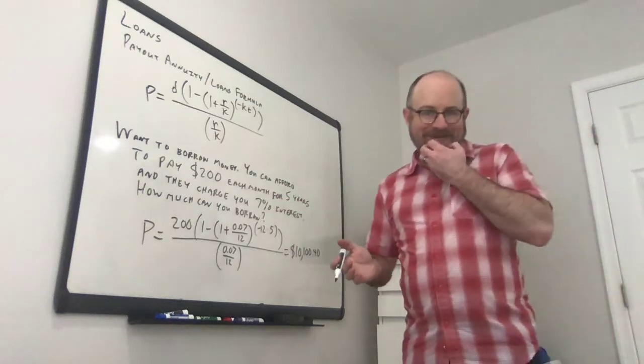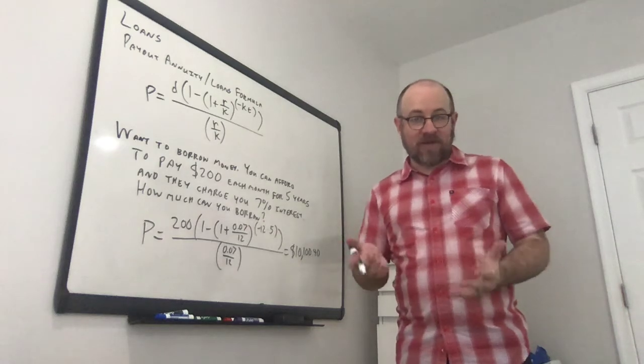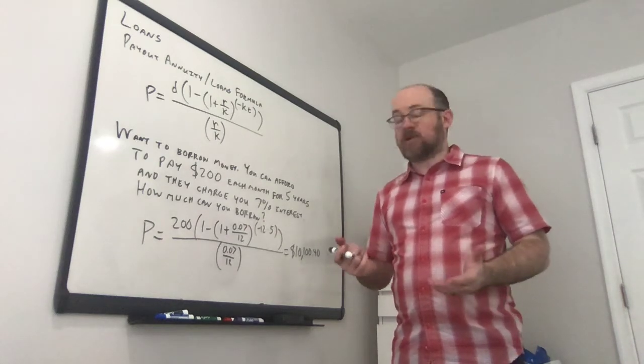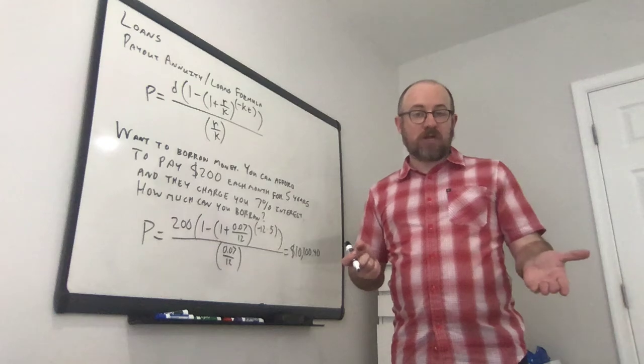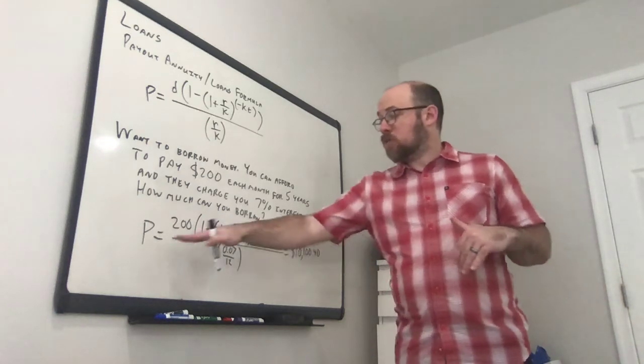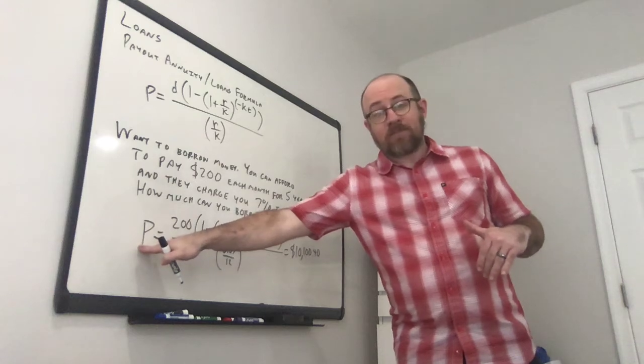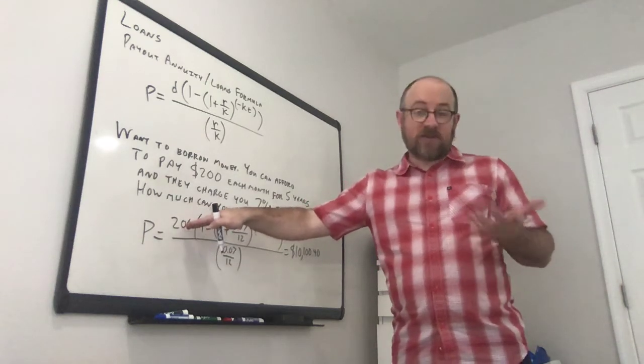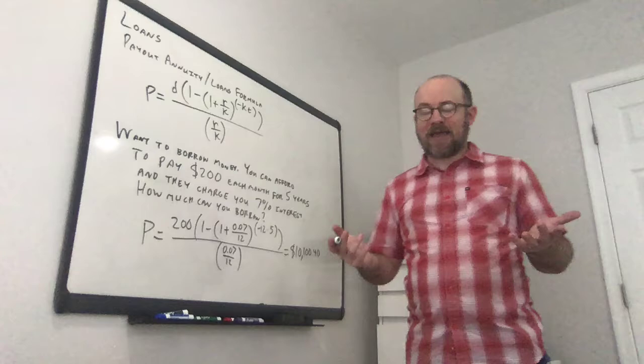Okay? So that's a relatively easy example of how this works. Similarly, if you knew how much you wanted to borrow, and we're trying to figure out what the monthly payment were, you would plug in what you were borrowing and then solve for D, just like we did in the last examples.